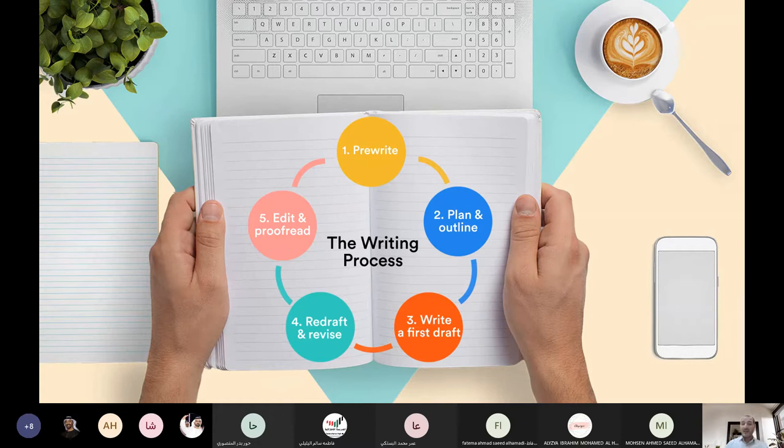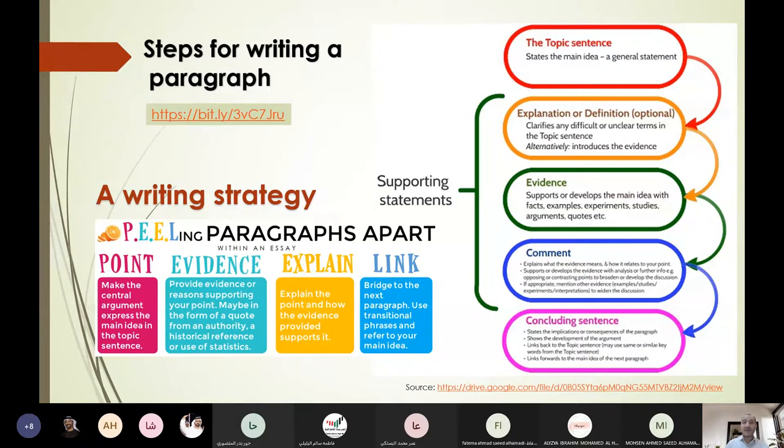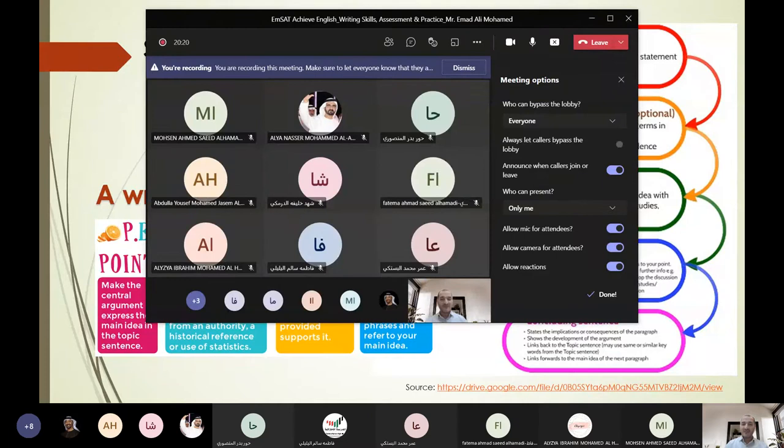Good. So what are the steps for writing a paragraph? Who can tell me about the steps when you start writing a paragraph? What are the first steps you should follow? The layout of writing a paragraph. Yes, I would like to hear from you. Would you like to tell us what are the steps you should follow when you write a paragraph? Let me be more focused. I'm going to say, what are the elements of an academic paragraph?